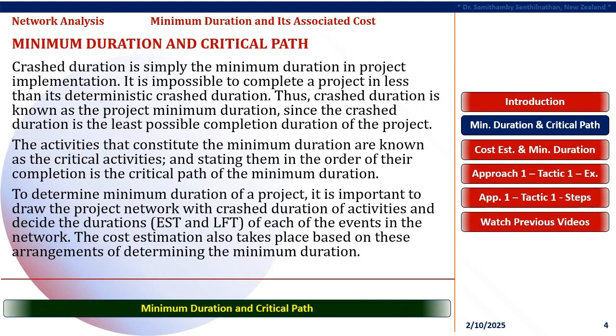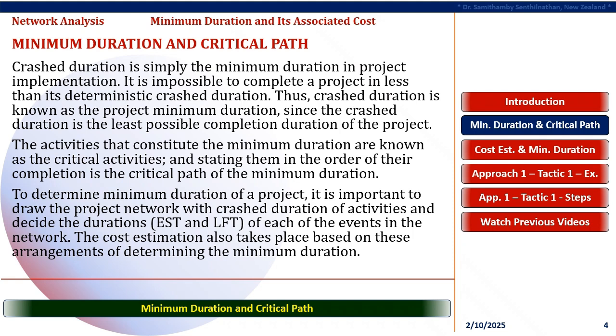Minimum duration and critical path. Crashed duration is simply the minimum duration in project implementation. It is impossible to complete a project in less than its deterministic crashed duration. Thus, crashed duration is known as the project minimum duration since the crashed duration is the least possible completion duration of the project. The activities that constitute the minimum duration are known as the critical activities, and stating them in the order of their completion is the critical path of the minimum duration.